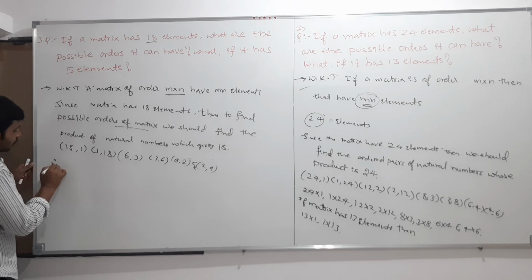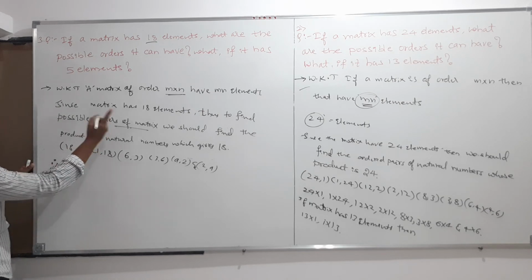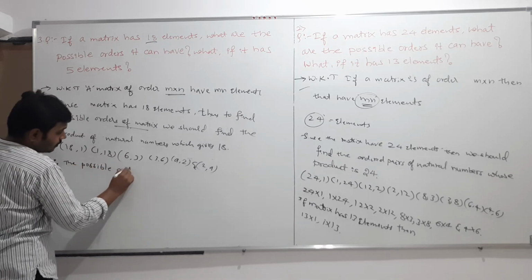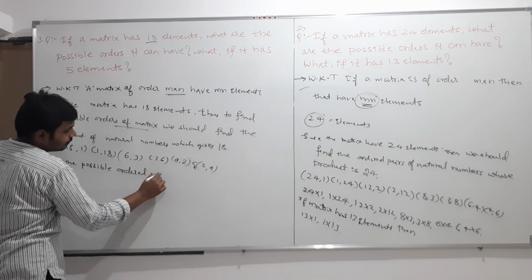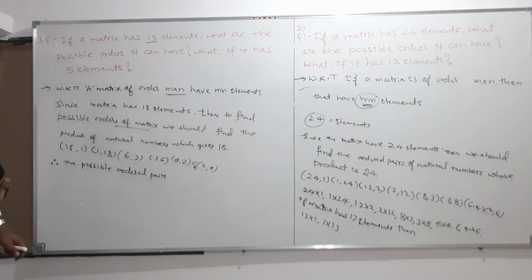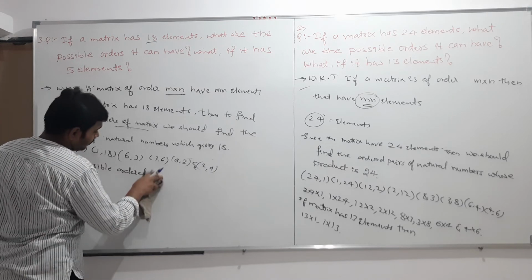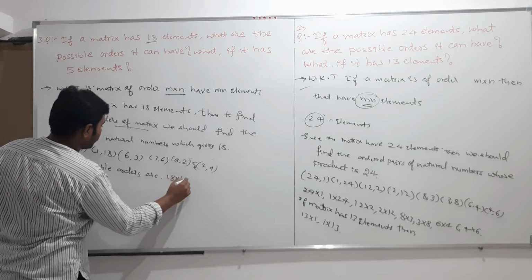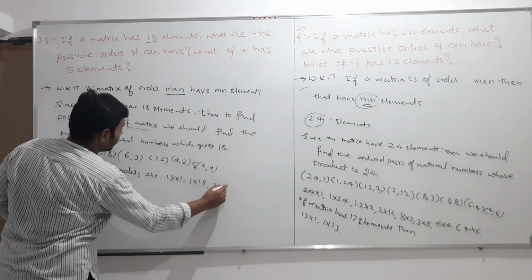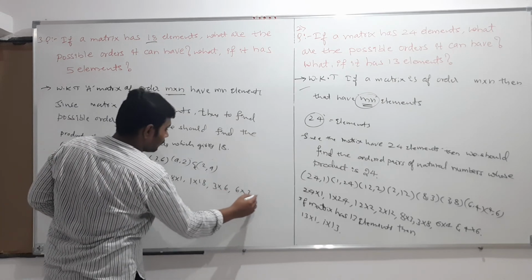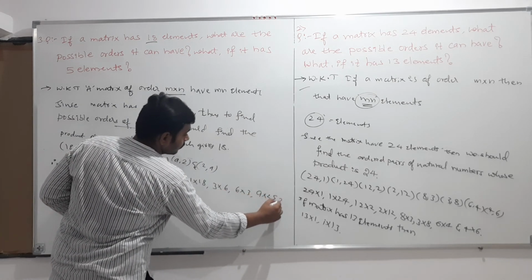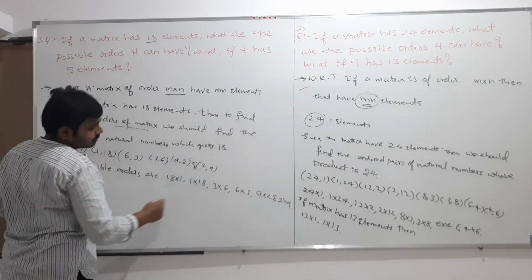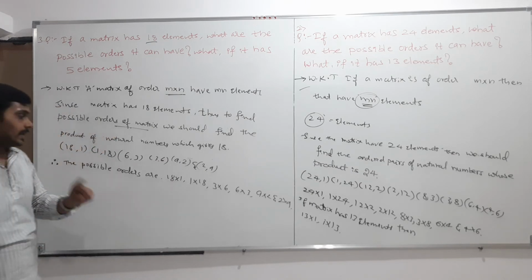Therefore we should write: the possible orders are 18 cross 1, 1 cross 18, 3 cross 6, 6 cross 3, 9 cross 2, and 2 cross 9. These are the only possible orders if the matrix contains 18 elements.